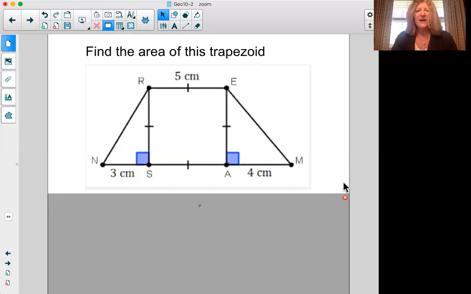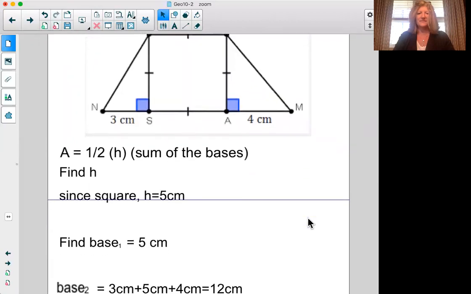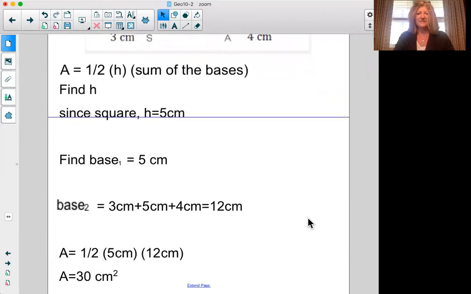Pause the video and find the area of this trapezoid. You have to notice that this is a square, and that will inform you that all these side lengths are all 5. You're going to need that because this is the height, 5. This is one of the bases, 5. And you're going to need to use the 5 to get the second base by adding up 3 plus 5 plus 4. And then you can plug it into the formula.